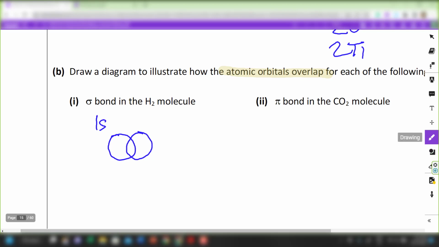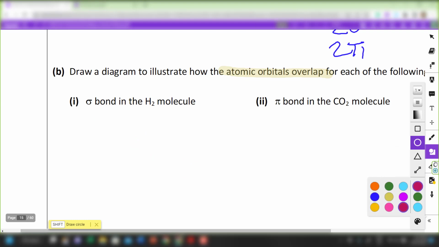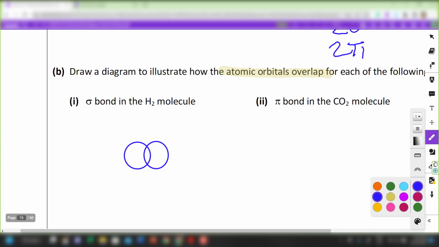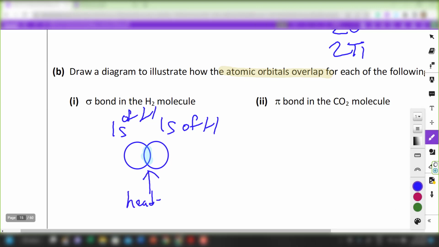Actually I can use a shape function here if I want it to be clearer. So maybe I'll try again. I'll have a 1s and another 1s. So these are the two 1s orbitals, and I'm just going to label them as 1s and 1s. These are the 1s orbitals of H and of H. Then I'm just going to shade this portion to show that this is the portion where they form the head-on overlap, or you can just describe it as end-on overlap.